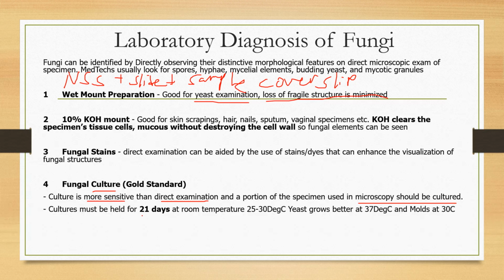Culture class must be held for 21 days at room temp. Yeast would grow better at 37 degrees and molds at 30 degrees centigrade. So it's your decision class if you want to put it in an incubator or in a room temp cabinet. If it grows in your incubator, most likely it's a yeast. If it grows at room temp, most likely it's a mold.